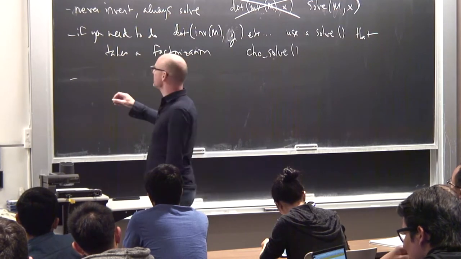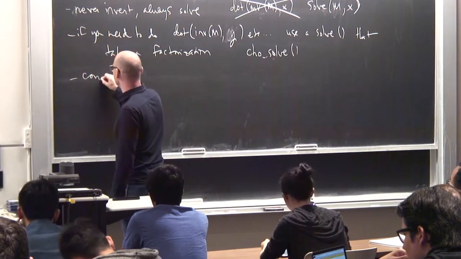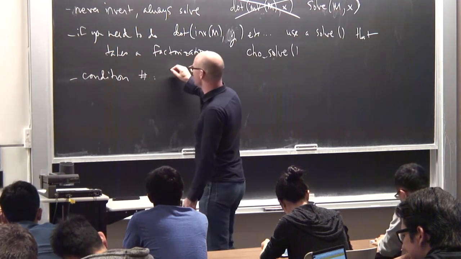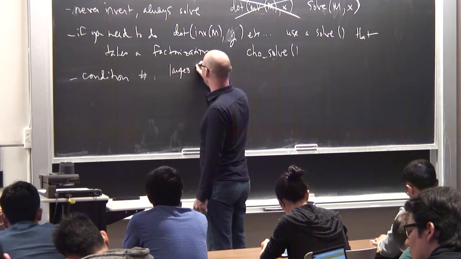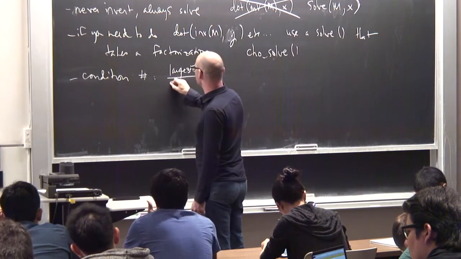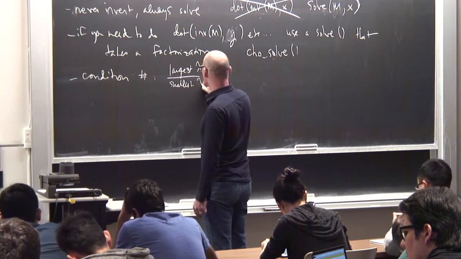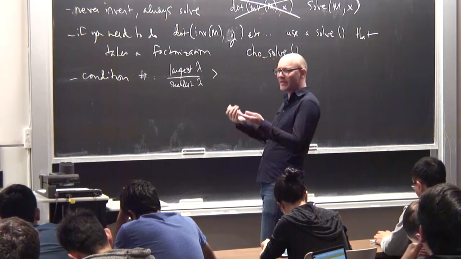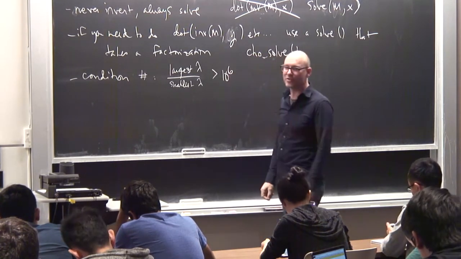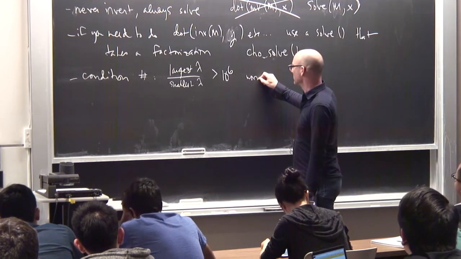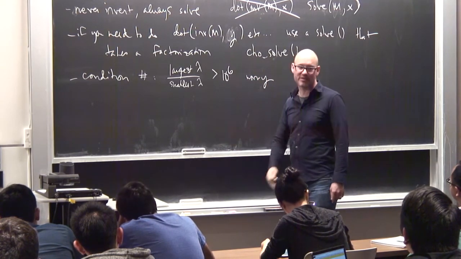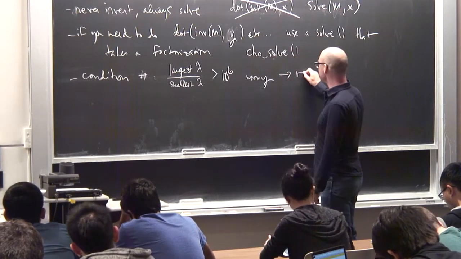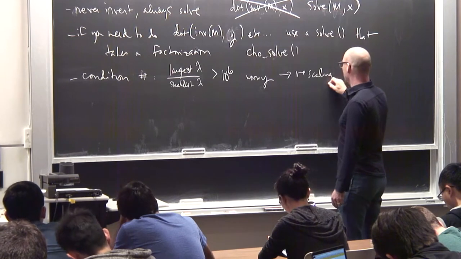Related to both of these things, there's something called the condition number, which is essentially the largest eigenvalue over the smallest eigenvalue. And if this condition number is greater than something like 10 to the 6, you should be worried. And if it's greater than 10 to the 15, you're dead. So you should consider rescaling your axes.